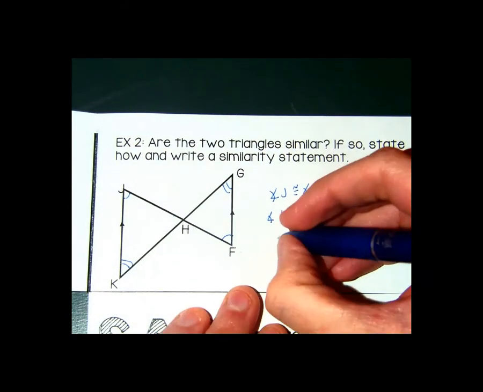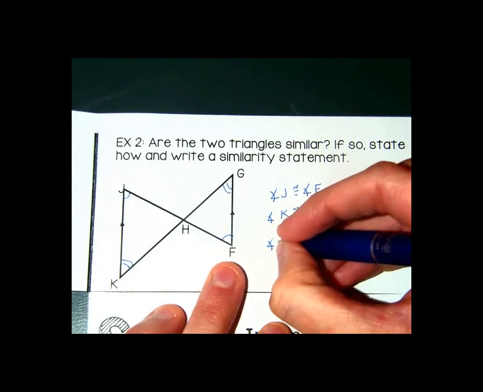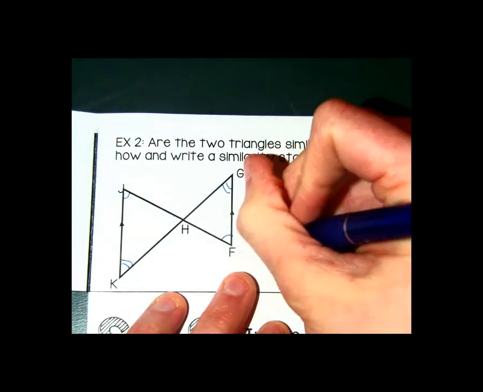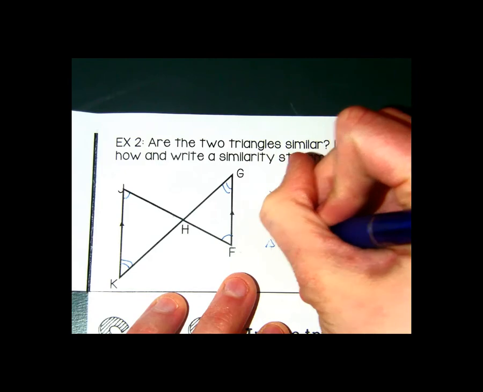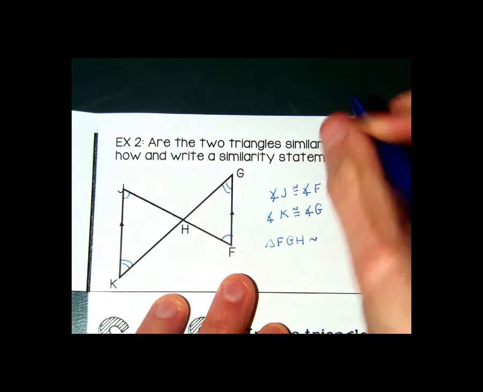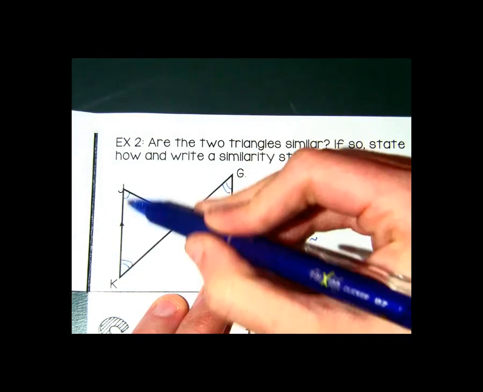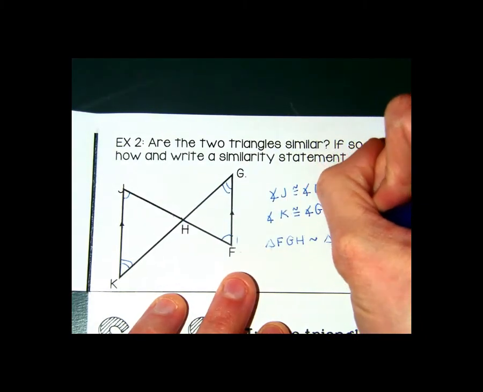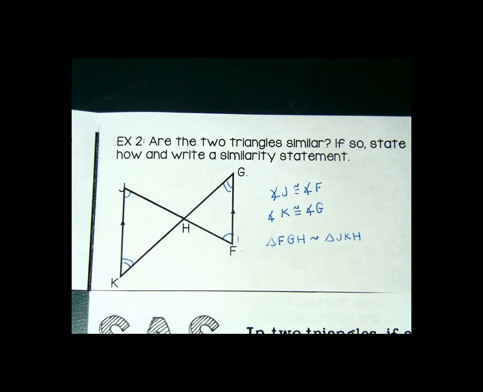So let's go ahead and go in order here. I've got triangle FGH is similar to JKH. So that did work out. That is the first similarity theorem, angle, angle.